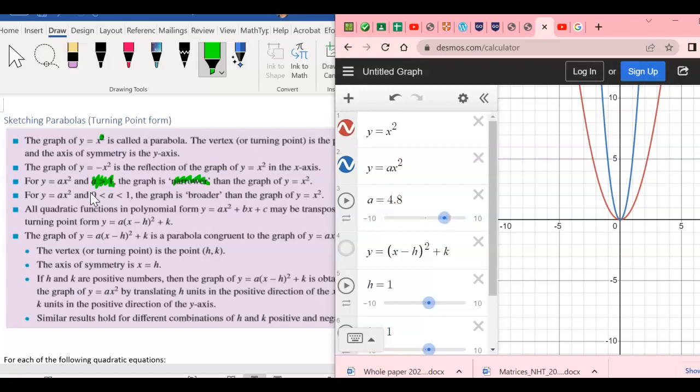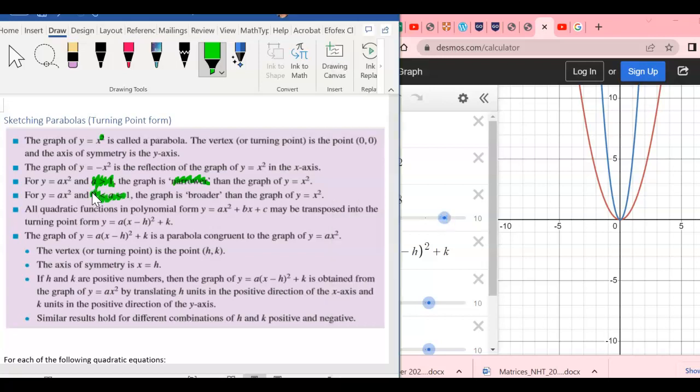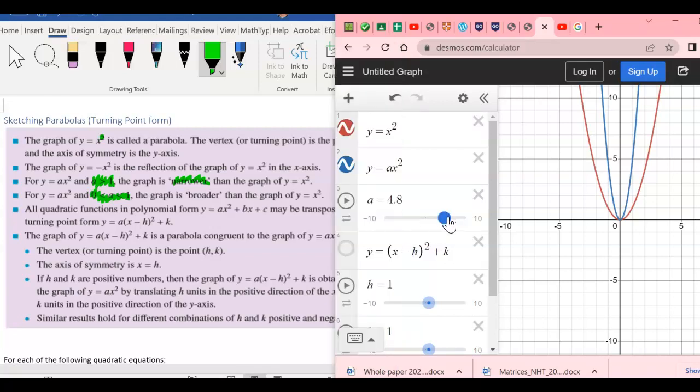Then when a is between 0 and 1, and not equal to 0, because if it was equal to 0, you wouldn't have a parabola there. And if it was equal to 1, it would be exactly the same as x squared. So that's why it's just greater than 0 or less than 1. All right, so let's explore what happens then. So we'll go back. There's 1. All right, and now I'm decreasing it. So see how it becomes wider.